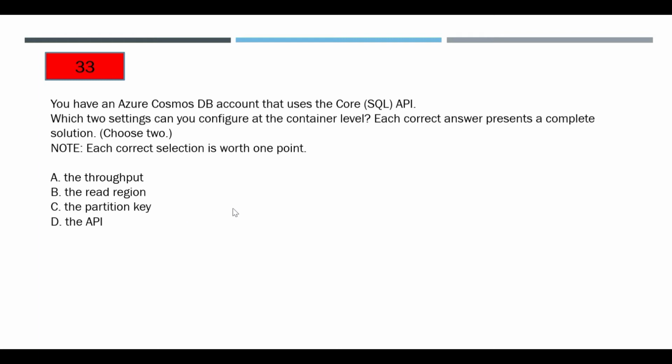So if you have a data set belonging to, say, a food group, and there are different food groups like beef products, chicken products, vegetable products, etc., you can define those logical partitions at the container level. So options A and C will be our answers. Let's move to the next question.